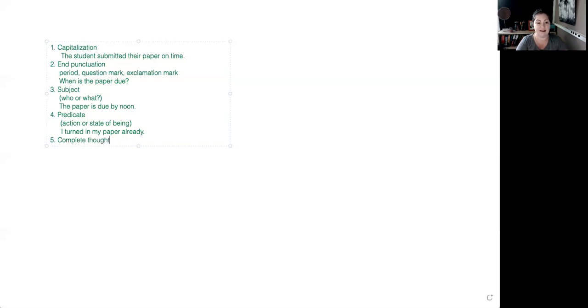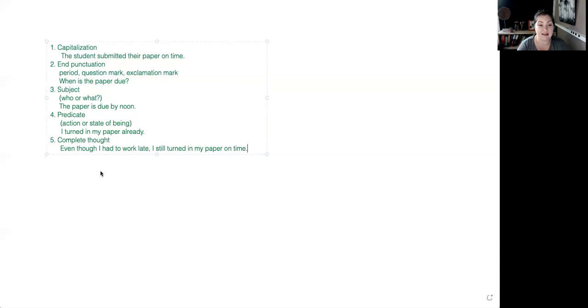And the final item is a complete thought. This is the one where most people get into trouble. For example, even though I had to work late, I still turned in my paper on time. This is a complete thought. And it has capitalization, end punctuation, subject, and predicate.